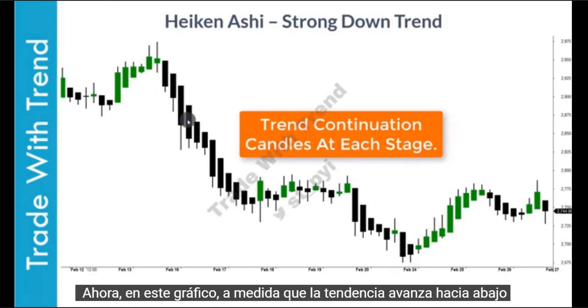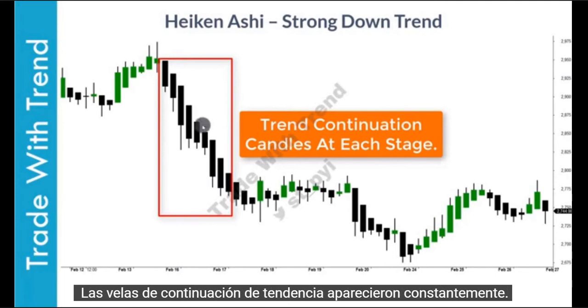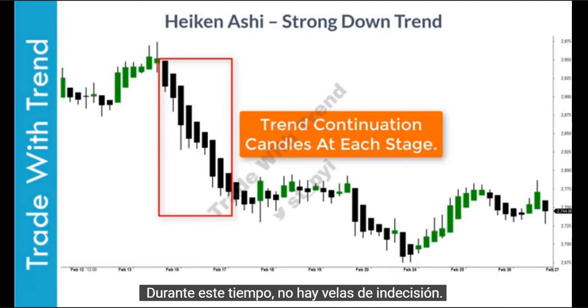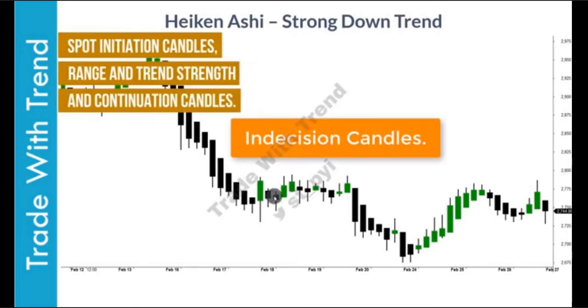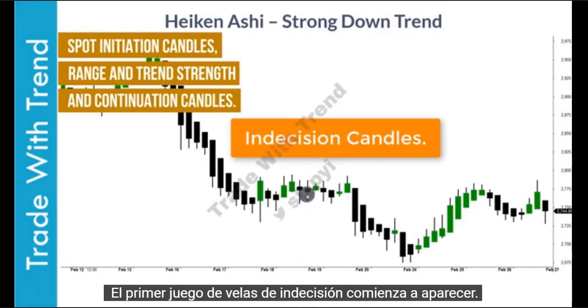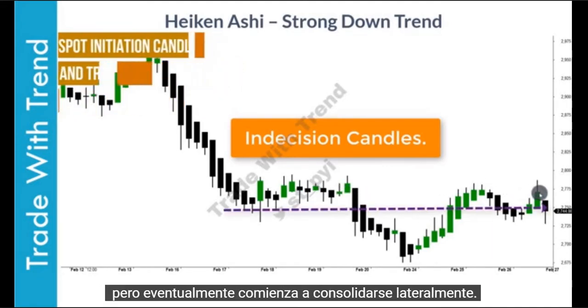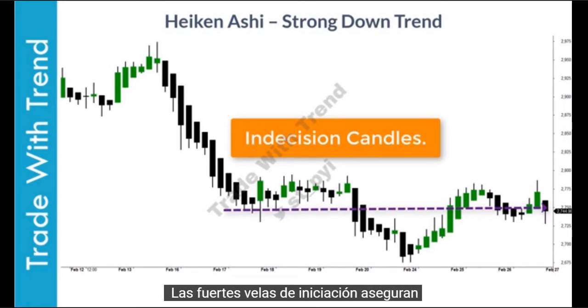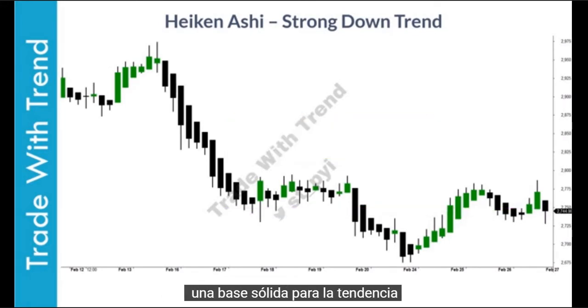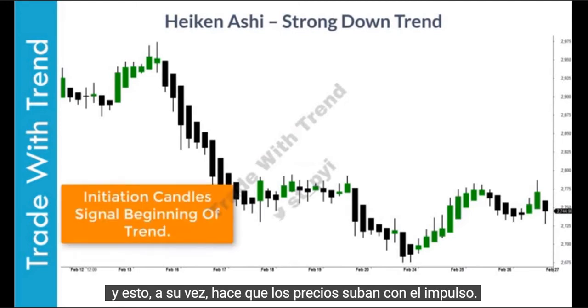Now in this chart, as trend progressed lower, trend continuation candles consistently showed up. I have marked the same on the chart. Now during this time, there are no indecision candles on the chart as well. Now after a 5 to 7% decline in price, first set of indecision candles begin to show up. Price again attempts to move lower, but eventually it starts consolidating sideways. I hope you can see how important initiation candles are towards analysis of overall price trend. Strong initiation candles ensure a strong foundation for trend, and this in turn propels prices higher on momentum.